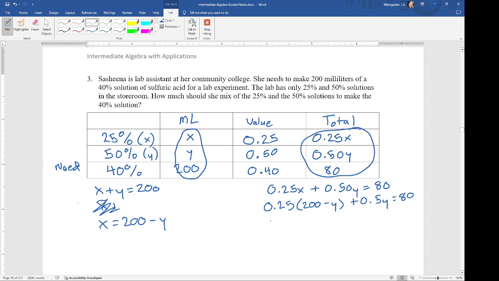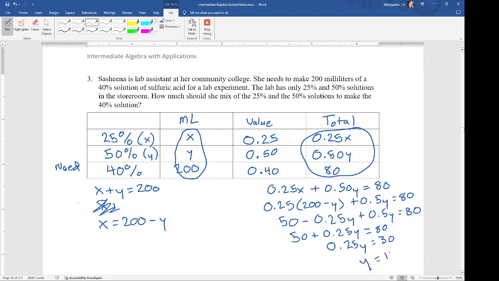I'll go ahead and distribute the 0.25, and we get 50 minus 0.25y plus 0.5y equals 80. Combine like terms, and we get 50 plus 0.25y equals 80. Subtract 50 from both sides. 0.25y equals 30. Multiply both sides by 4 to get rid of that decimal, and we get y equals 120.